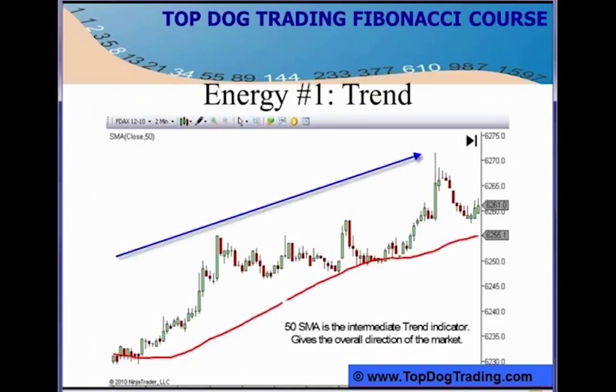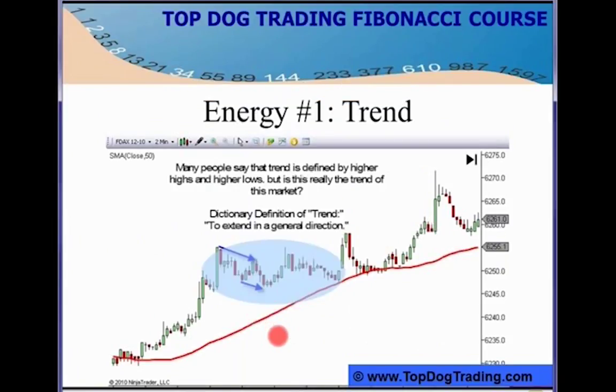So let's look at these 5 energies real quick, and give you a little more detail on each one. And by the way, I don't use any proprietary indicators. I use just very common indicators. They're in every trading platform out there. There's a lot of cool stuff out there, believe me, but I've kind of come full circle and found this is all that I need. This is enough for me. So for trend, I just use the 50-period simple moving average. It gives the overall direction of the market.